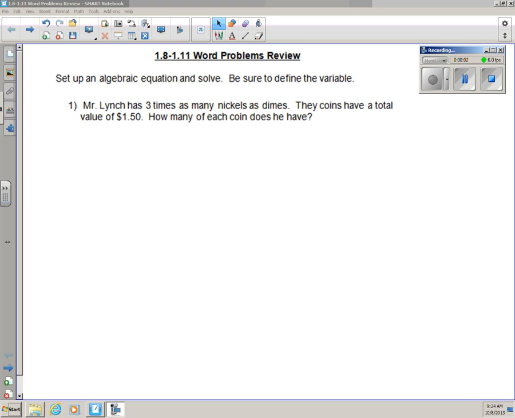Alrighty, so what we have now is the review for the test, which is on Thursday. The idea is that we need to be able to set up all different types of word problems and be able to solve them. Of course, you have the use of a calculator.